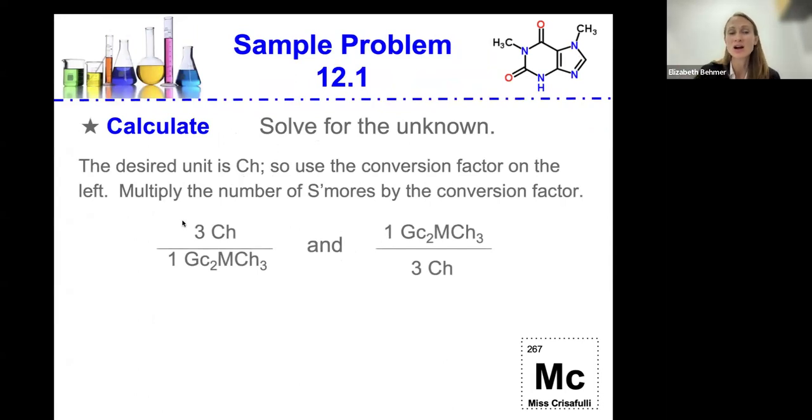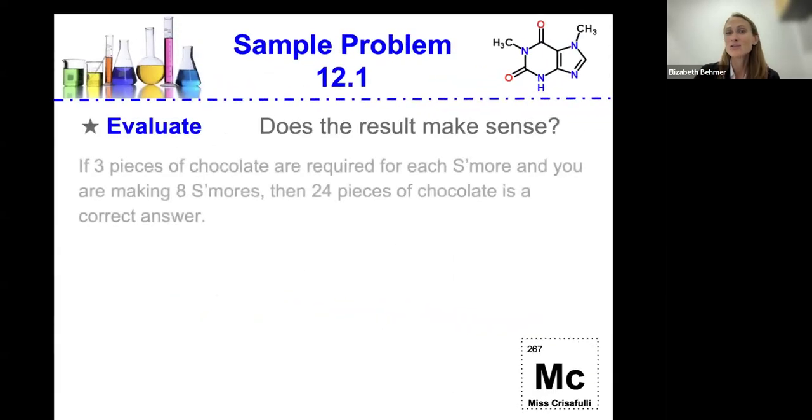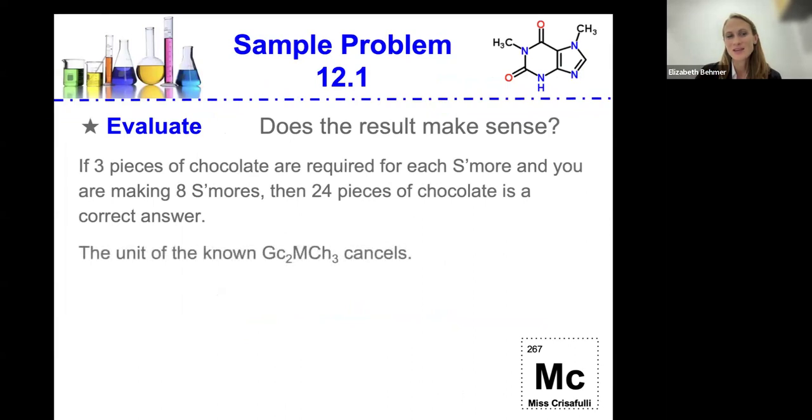So you'll use the conversion factor on the left, and we'll multiply the number of s'mores by the conversion factor. So we want 8 s'mores because we have 8 friends, and we'll multiply by the conversion factor so that this GC2MCH3, our molecule name for a s'more, will cross out. And then we'll just multiply 8 times 3 to give us 24 pieces of chocolate we will need for those 8 friends that are coming over. Does the result make sense? If 3 pieces of chocolate are required for each s'more and you're making 8, then 24 pieces of chocolate sounds like a correct answer. The unit of the known GC2MCH3 cancels, and the answer has the correct unit in chocolate.